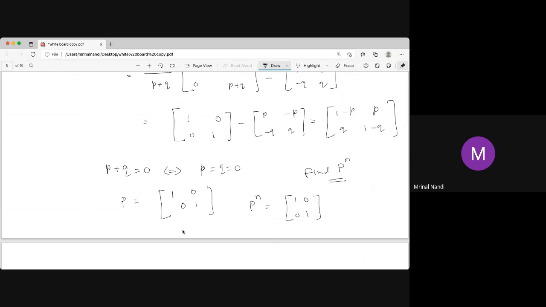The homework is p equal to 1, q equal to 1, both. In that case the matrix is [[0, 1],[1, 0]]. Then find P to the power n. This is the homework.